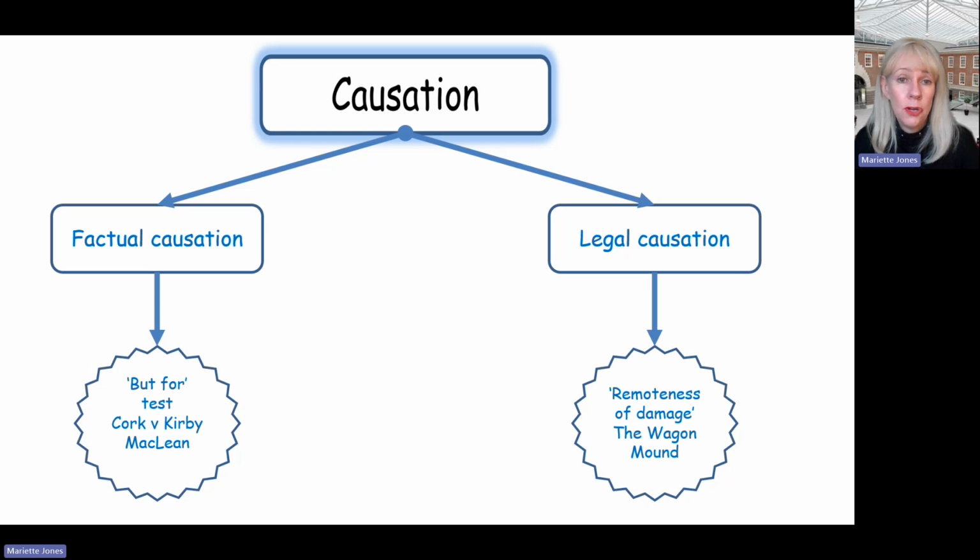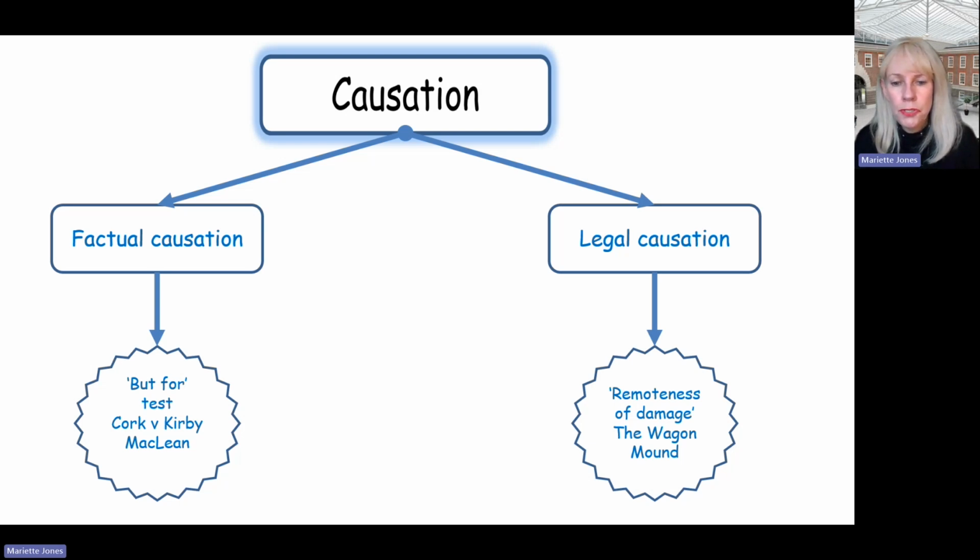Secondly, causation in law or legal causation. In addition, the claimant must prove that the damage is not too remote from the fact that caused it. The courts use the test that was formulated in the case of the Wagon Mound, namely that the defendant will only be liable if the damage was a reasonably foreseeable consequence of the breach of duty.